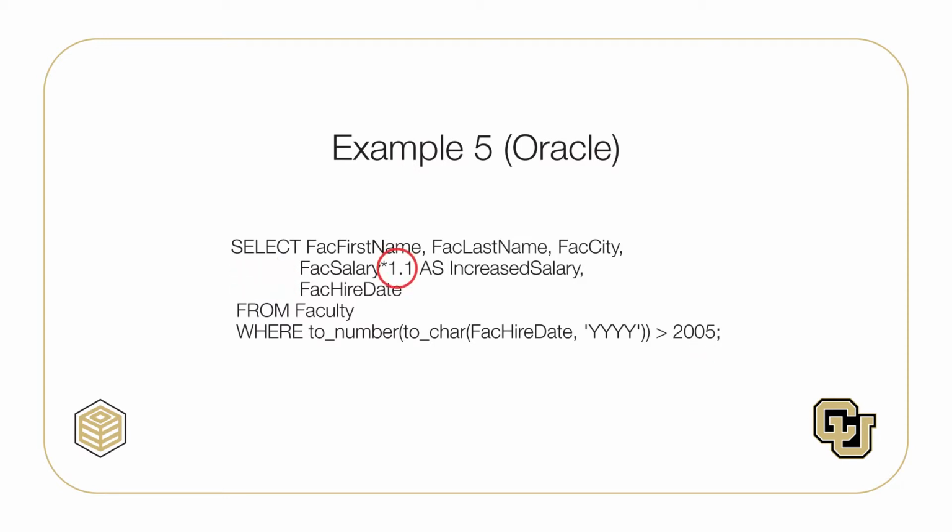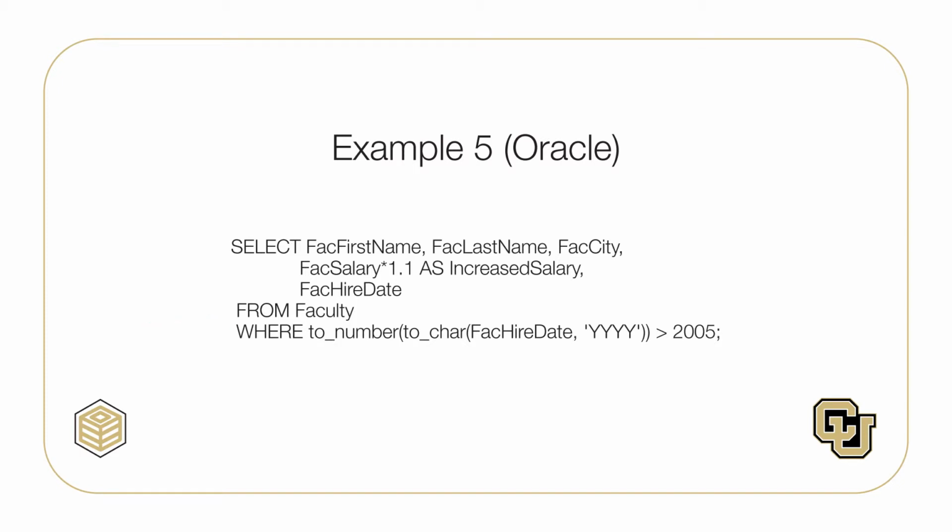The expression in the select clause multiplies the faculty salary by 1.1 and renames the column in the result to increased salary using the as keyword. Using a name for a computed column avoids the meaningless default name. The where clause uses an expression to extract the year component of the faculty hire date column.